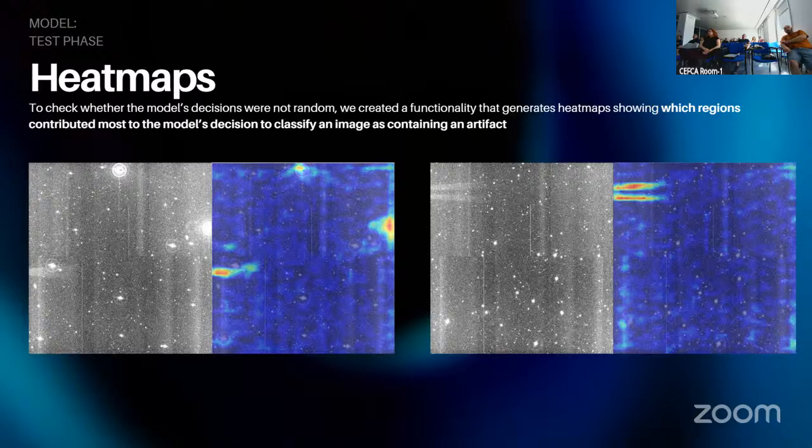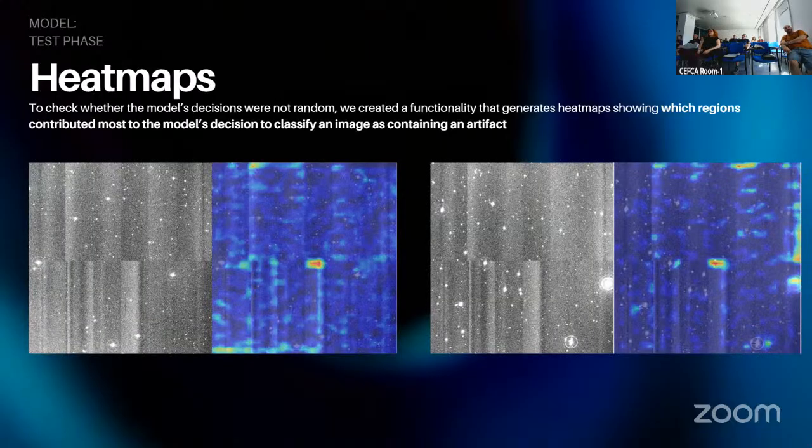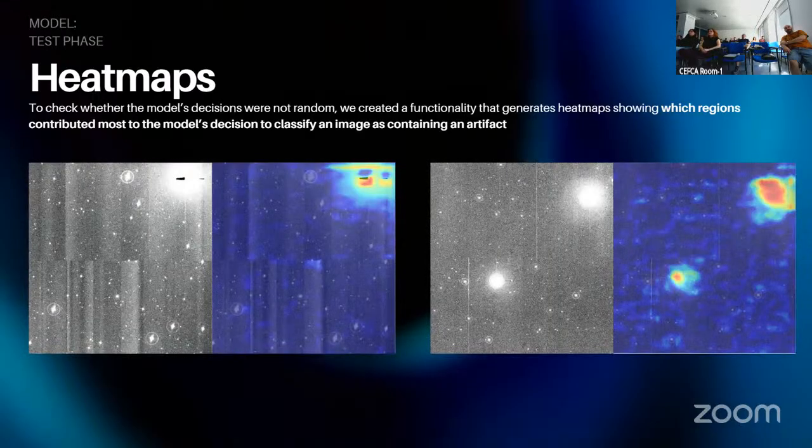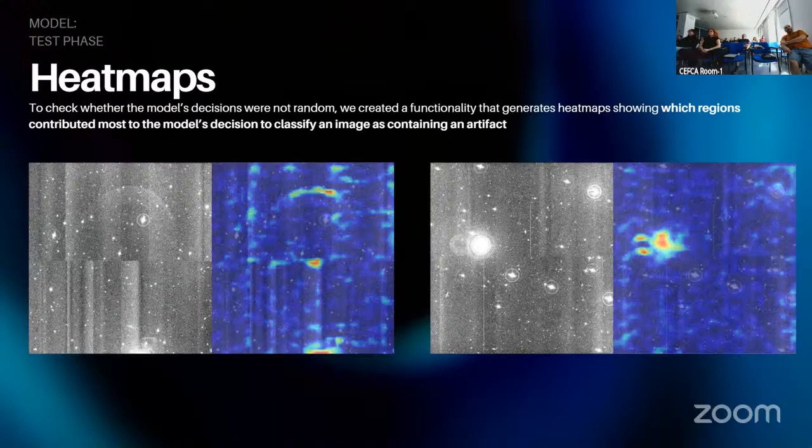So now we know the model is taking the right decisions, and not only that, the model is also ignoring the things that we wanted to ignore. As you can see, it is not paying attention to the stars, or to these columns that are the amplifiers of the filters, because we don't want the model to pay attention to these patterns. So here we have more examples. This reflection here is marked.